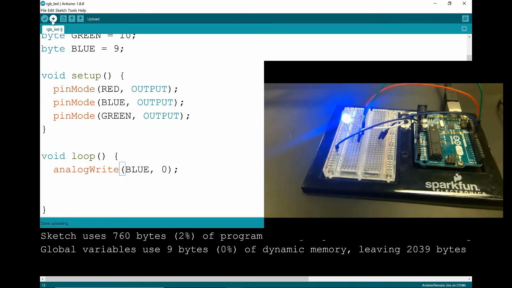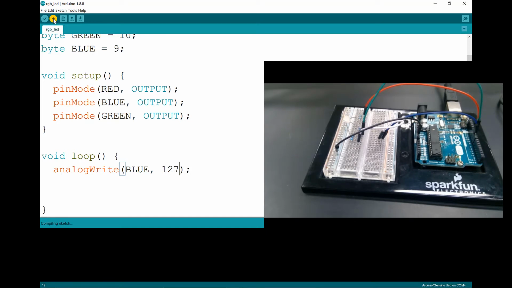If I do 0, the blue light will not come on, because a pulse width modulated signal with a duty cycle of 0% is always off. What would be a duty cycle of 50%? What number should I put in here? It's whatever's halfway between 0 and 255, which is about 127.